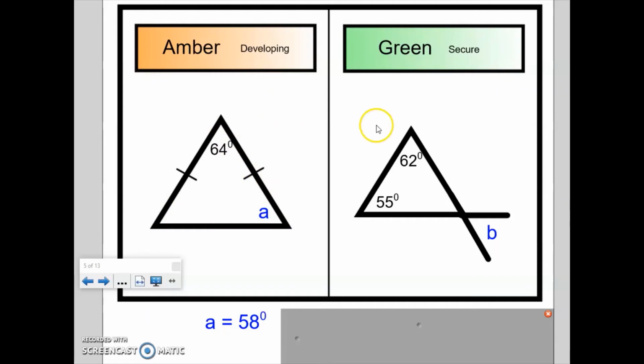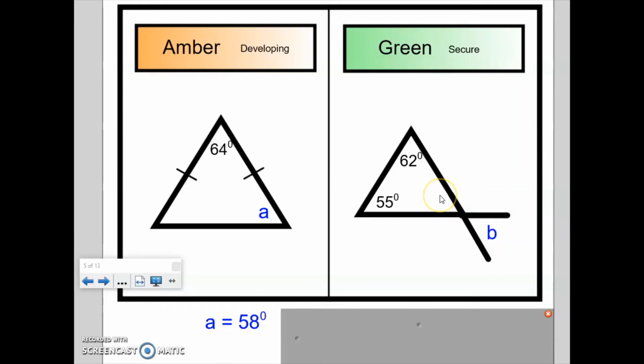Okay, the slightly harder question here. If we look at this part of the question, we've got a triangle. We already know that this triangle has to add up to 180 degrees. So to start with, I'm going to work out this angle here. If I add the 62 and the 55 together, I get 117. And if I subtract that from 180, that's telling me that this angle here is 63 degrees.